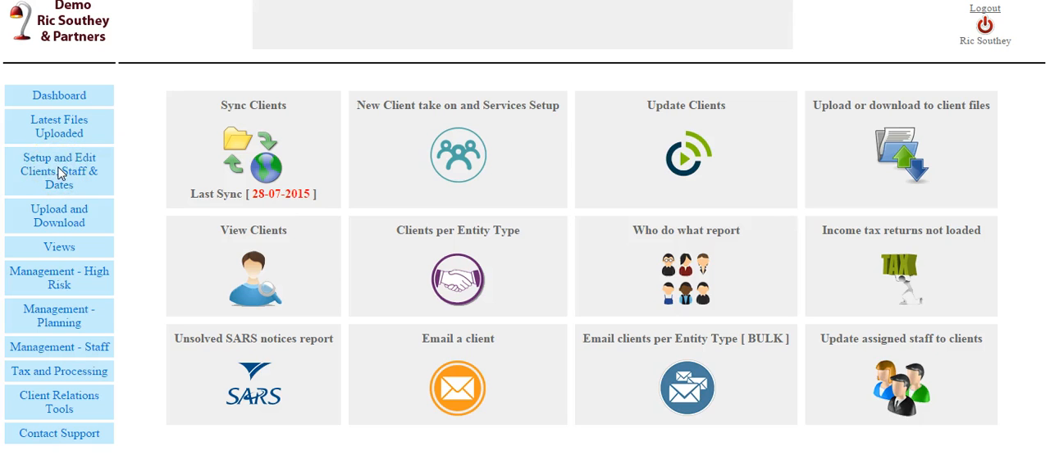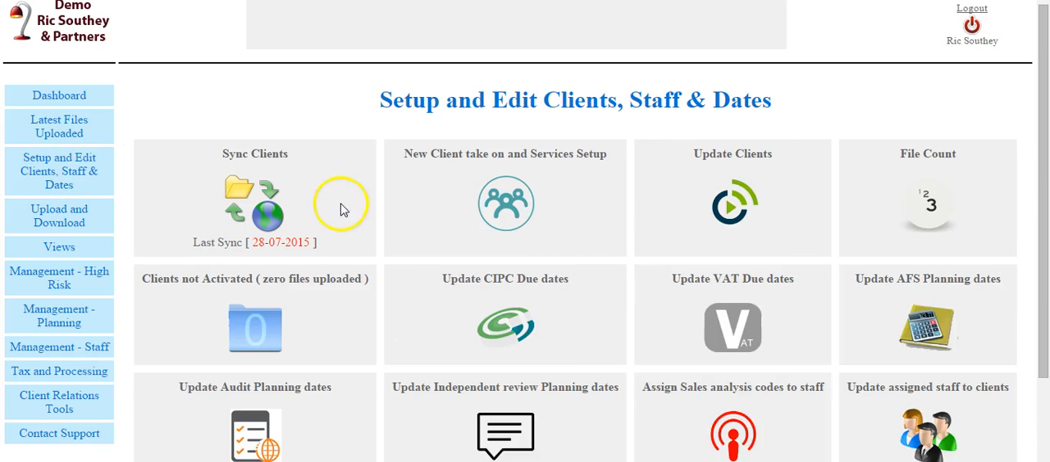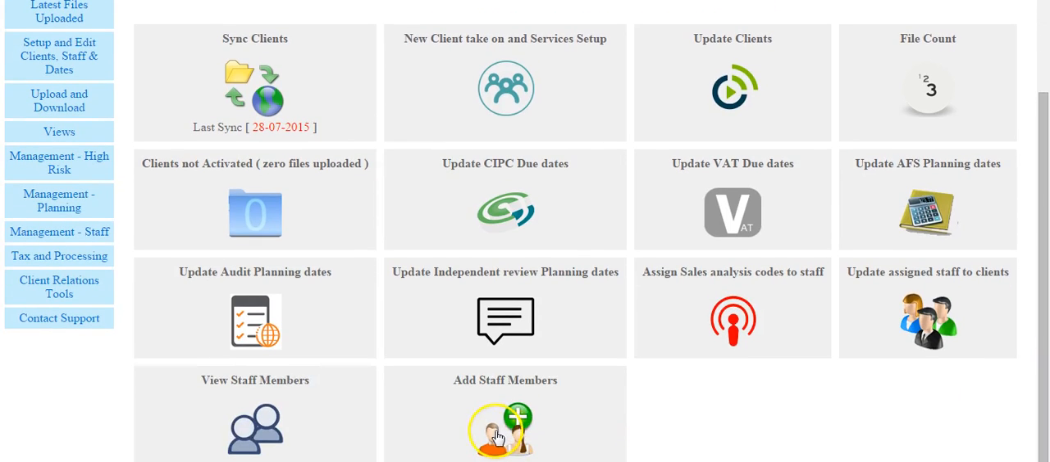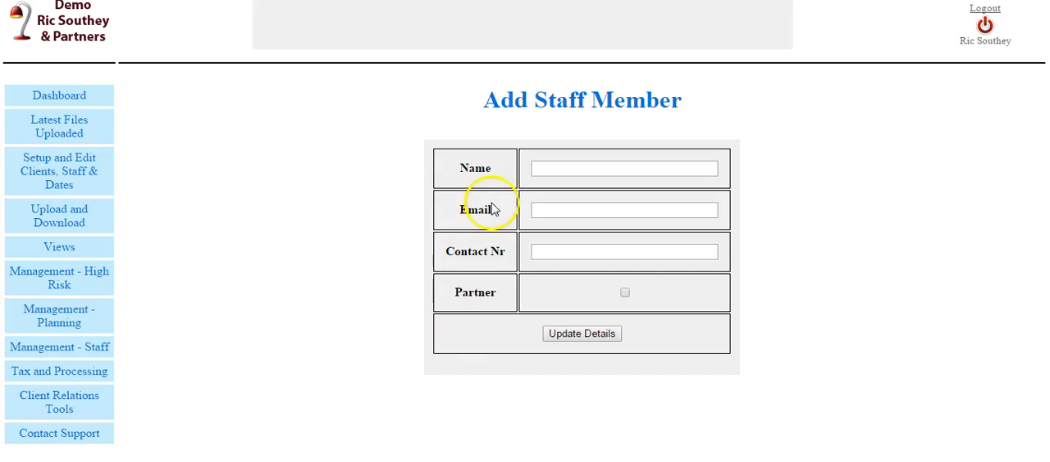Okay, so you're going to go in here and you're going to go to your staff section, add staff members, and you're going to add them all there. Name, email, contact number, that's all that is required. And if it is a partner, you have to tick there and update details. I've already done that for the demo system, so I'm not going to do that again.